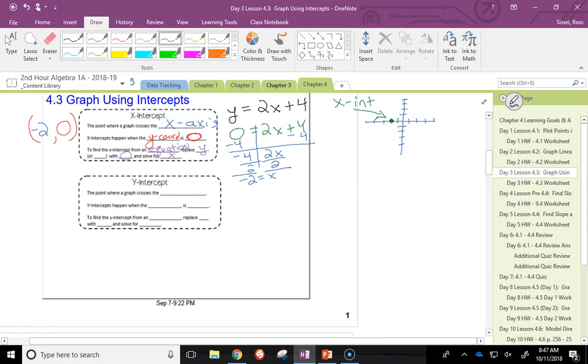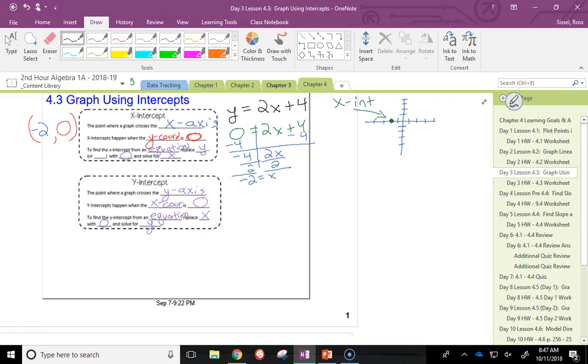Y-intercept is the point where the graph crosses the y-axis. Y-intercept happens when the x-coordinate is 0. Well, it makes sense. I don't want to move left or right from that y-axis, so it has to be 0. To find the y-intercept from an equation, replace x with 0 and solve for y.